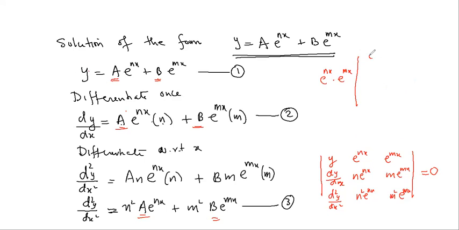So this became y, 1, 1; dy by dx, n, m; d square y by dx square, n square, m square, equal to 0. Do you agree with the statement? Yes. This cannot be 0, so it will get removed. Now I have the equation as the determinant y, 1, 1; dy by dx, n, m; d square y by dx square, n square, m square, equal to 0.